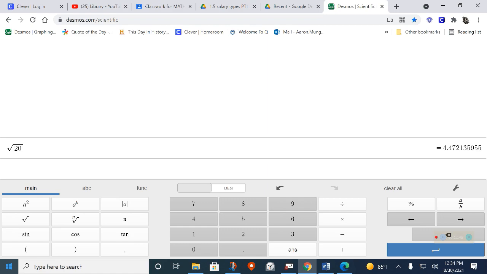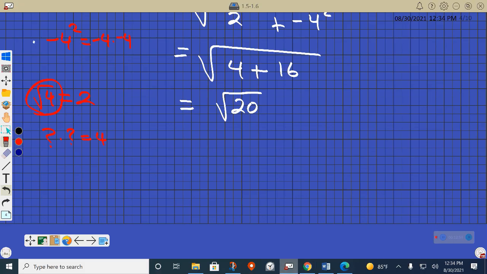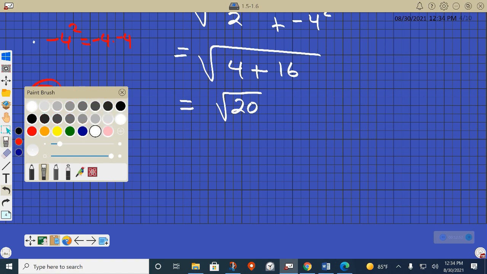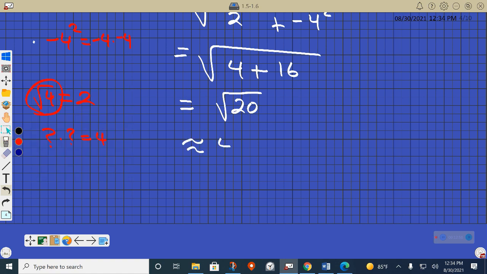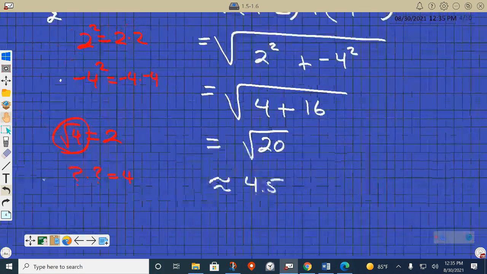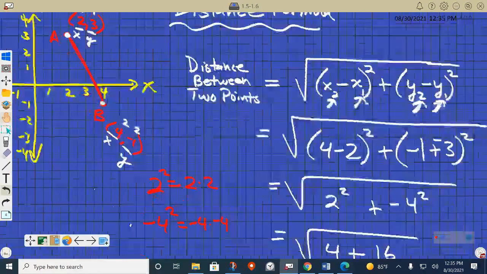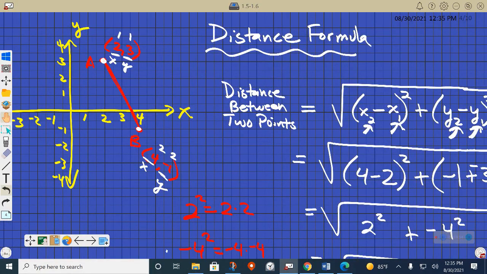So the distance then, coming back over here. Check this out, we're already done. The distance is approximately 4.5 units. It's about 4.5. That's the distance between A and B. Remember that line we drew? The distance between A and B is about 4.5 units, about 4.5.